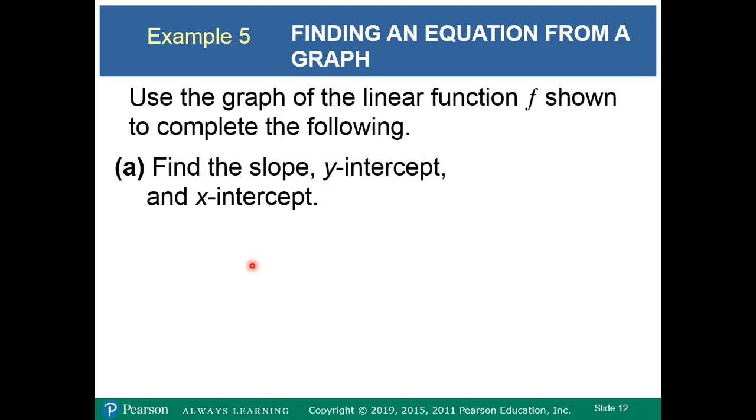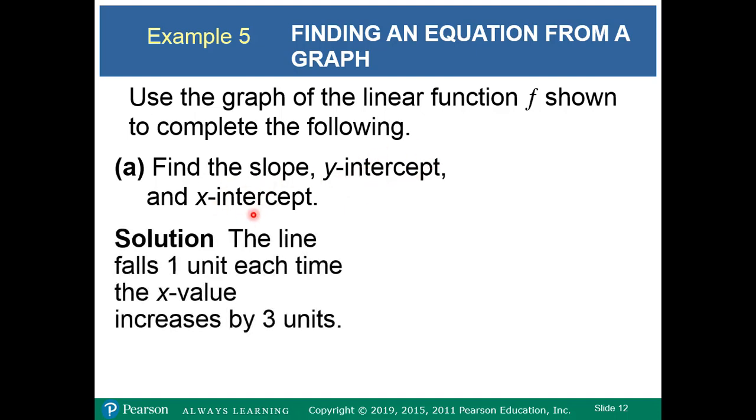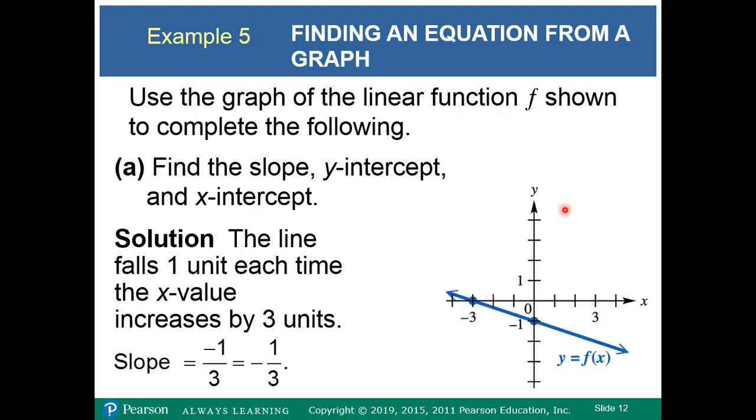Okay, now, use the graph of a linear function shown to complete the following. So find the slope, y-intercept, and the x-intercept. Solution: the line falls. Oh, we don't have a graph. Do we have a graph? Yeah, there we go. Okay, so I should have given the graph first.